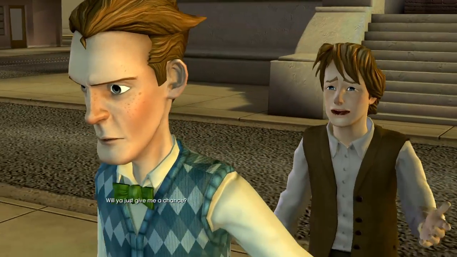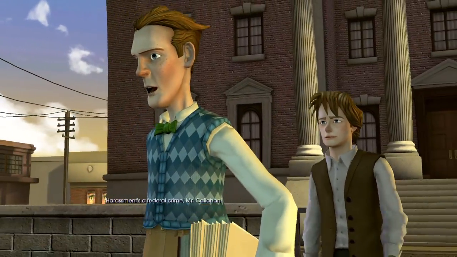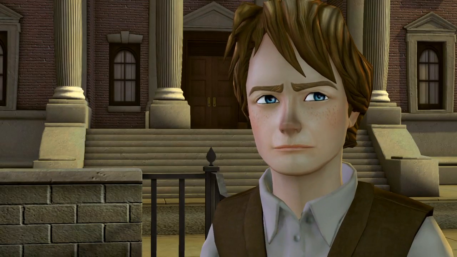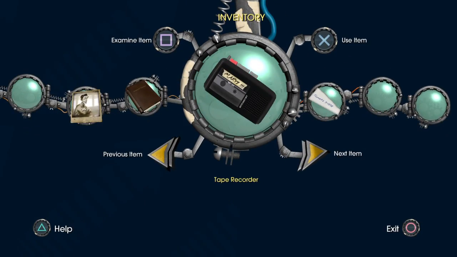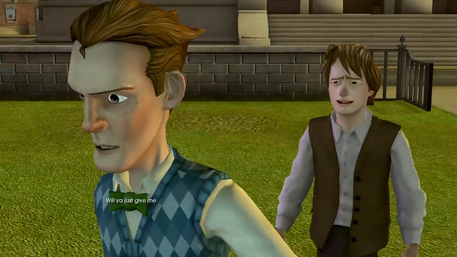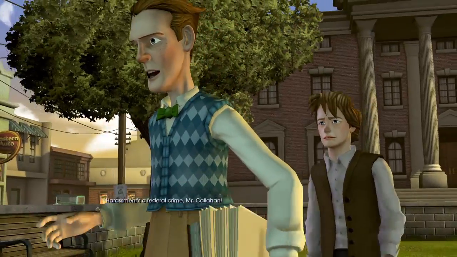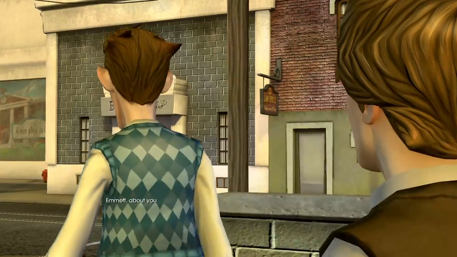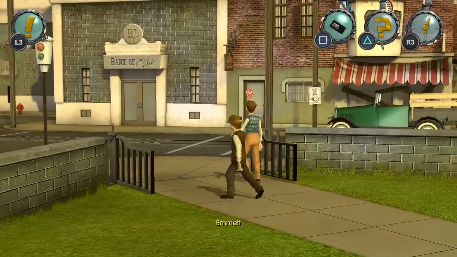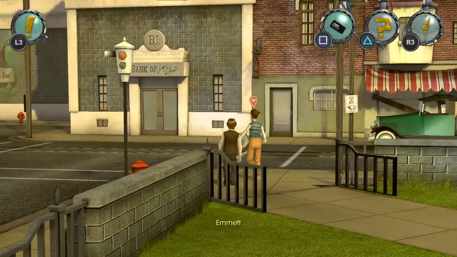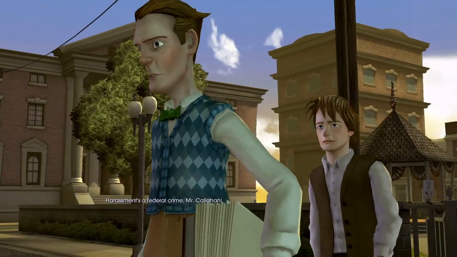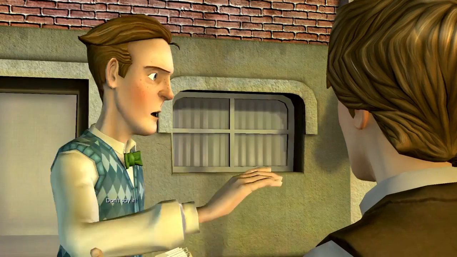Will you just give me a chance? Harassment's a federal crime, Mr. Callahan. Emmett, about your... Don't say it. I got it memorized. Or do we take H to stand for the Hermitian line operator? Well, in that case, H to the A. Force equals mass times acceleration, of course. That's Newton. No, I didn't mean to. God. It's like torture.